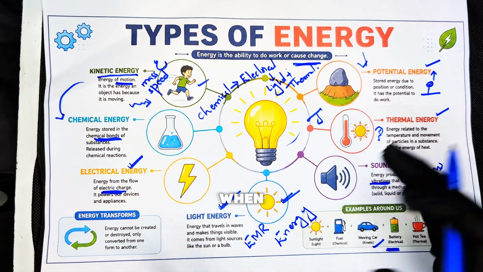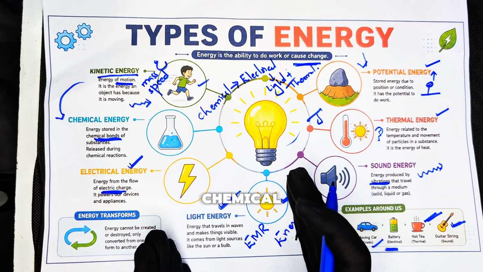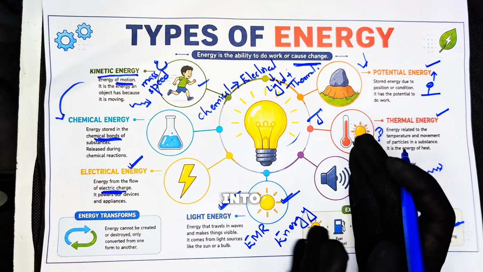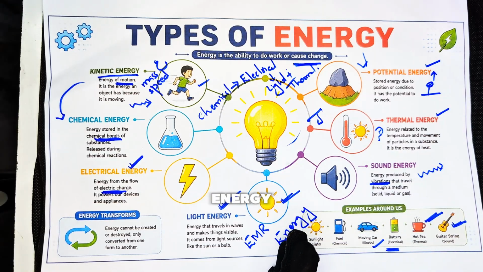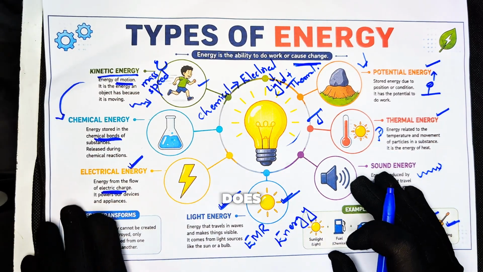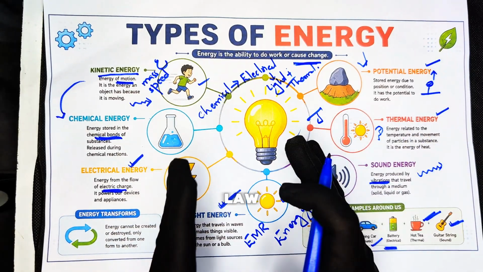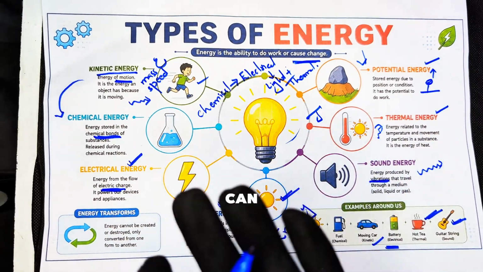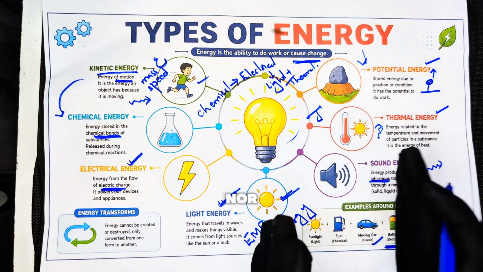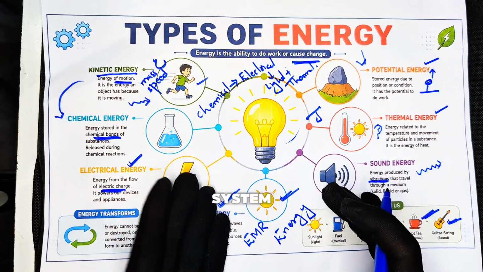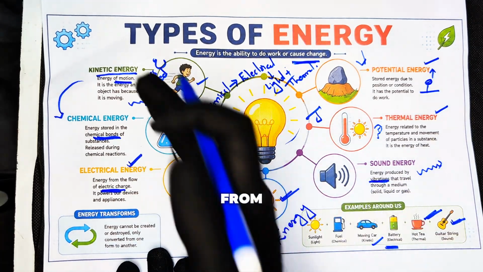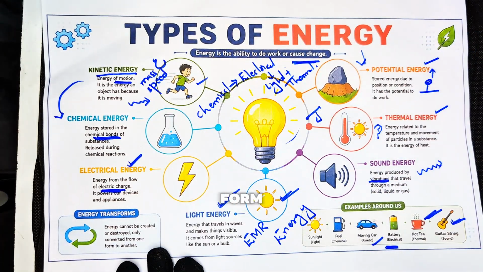So, when you eat food, the chemical energy inside your food converts into movement plus thermal energy, and so on. But does energy disappear when it changes form? No. According to the law of conservation of energy, energy can never be created or destroyed in an isolated system. It can only be transferred from one form to another.